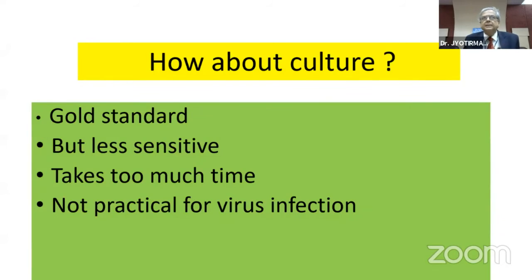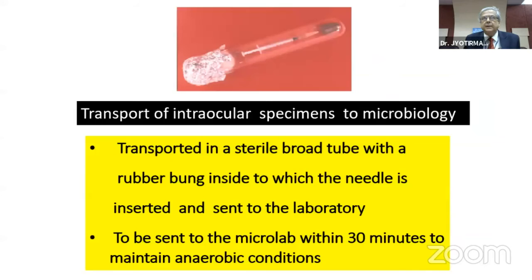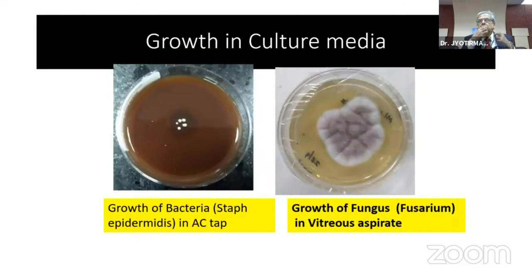What about culture? Culture is the gold standard, but less sensitive, takes too much time, and is not practical for virus infection. How do you transport the intraocular specimens to microbiology? A sterile broth tube with a rubber stopper, into which the needle is inserted, is sent to the laboratory so that anaerobic conditions can be maintained. It should be sent as soon as possible to the micro lab, within 30 minutes, to maintain the anaerobic conditions. And you can see the growth of bacterial or fungal cultures in the plates.